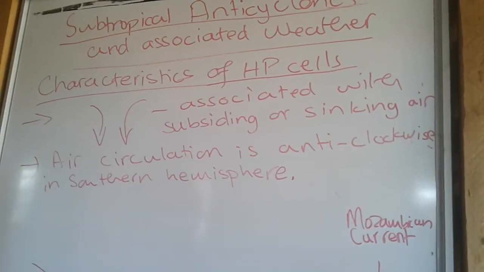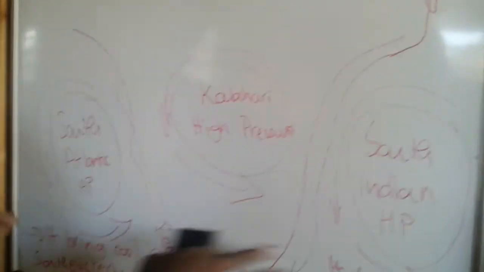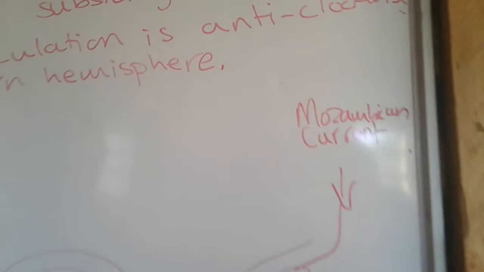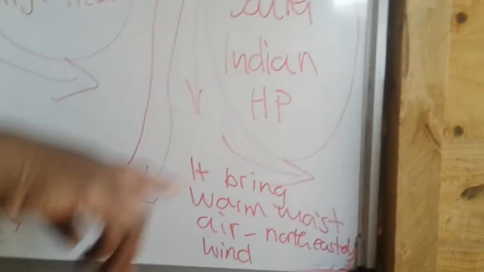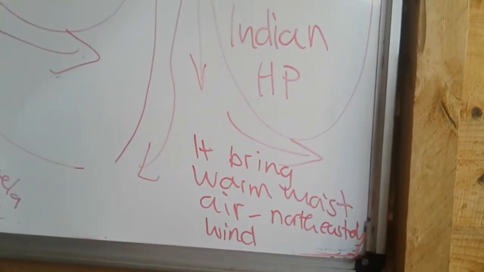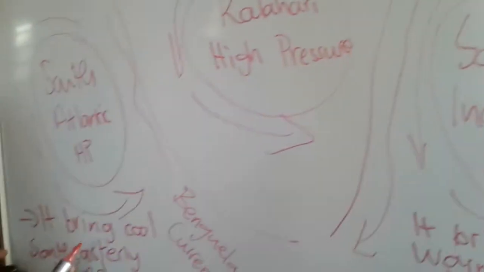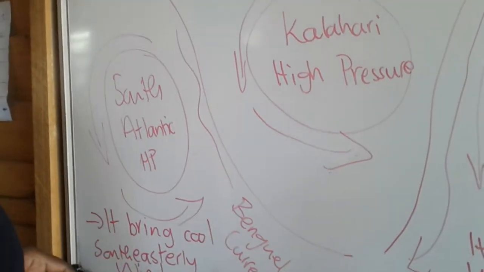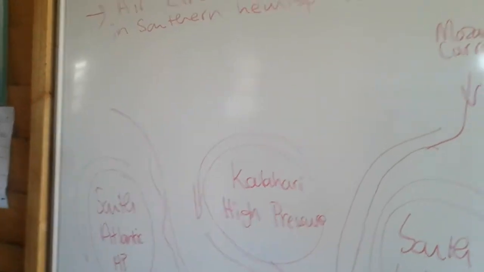Right. I hope you have taken note of all these high pressure belts and also the notes there. And also we need to take note of why the South Indian has warm moist air on the eastern side. You should know that it is influenced by the Mozambican current. On the western side, why does it bring cool dry air through the southeasterly? You should know that it is influenced by the Benguela current, which brings cool conditions.